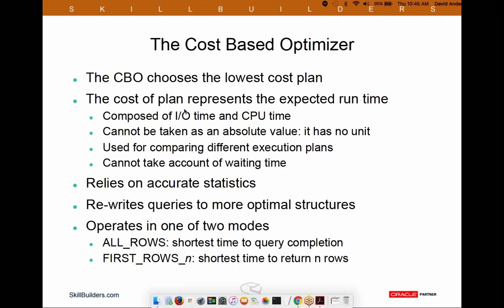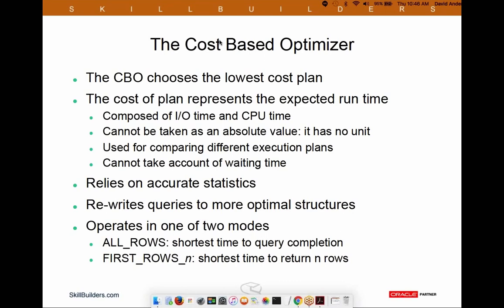So these are weighted statistics. And the cost doesn't have a unit. It's not equal to dollars. It's not equal to minutes. It's not equal to seconds. It's simply used for comparing different execution plans. We can come up with up to 2,000 different execution plans for a complex statement. It simply selects the one with the lowest cost, the one it thinks is going to have the lowest I/O and CPU time. Notice that it cannot account for waiting time. It doesn't know how long it's going to have to wait for latches, locks, and I/O. So it relies on accurate statistics. Your DBA must be collecting statistics on a regular basis.